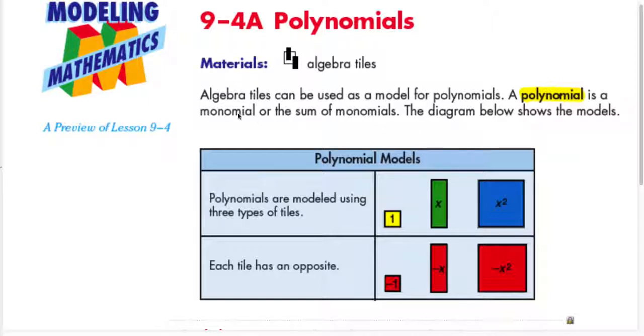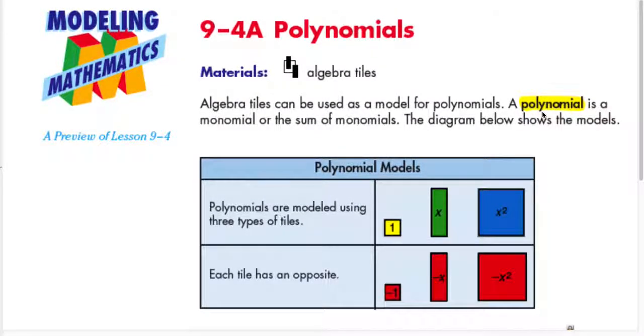Again, you need to know what a monomial is. Remember what a monomial is. A monomial is a number, a variable, or a product of numbers and/or variables. And the definition of a polynomial is that it is a monomial or the sum of monomials. So definitely, if it is not a monomial, then it is not a polynomial anymore.